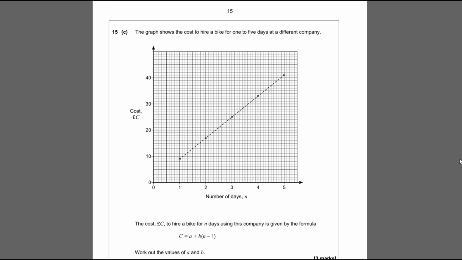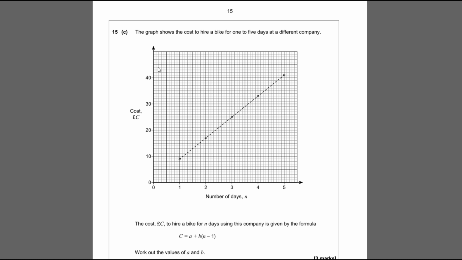15C, it's a continuation, but I think it's a totally different question. The graph shows the cost to hire a bike for 1 to 5 days at a different company. Because it's a different company, we don't need to look at the previous page for the information. Now this is the number of days, it is n, and this is the cost. The cost, C pounds, to hire a bike for n days using this company is given by this formula, and this formula is totally different.